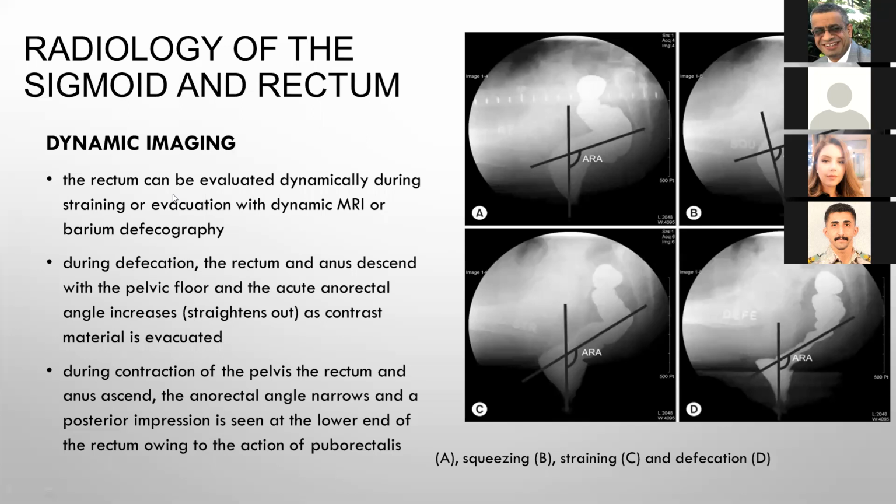Dynamic imaging. The rectum can be evaluated dynamically during straining or evacuation with dynamic MRI or barium defecography. During defecation, the rectum and anus descend with the pelvic floor and the anorectal angle increases, straining out as the contrast material is evacuated. During contraction of the pelvis, the rectum and anus ascend, the anorectal angle narrows, and a posterior impression is seen at the lower end of the rectum owing to the action of the puborectalis. This is the rectum and anus, and this is the anorectal angle, which is increased during straining and defecation.